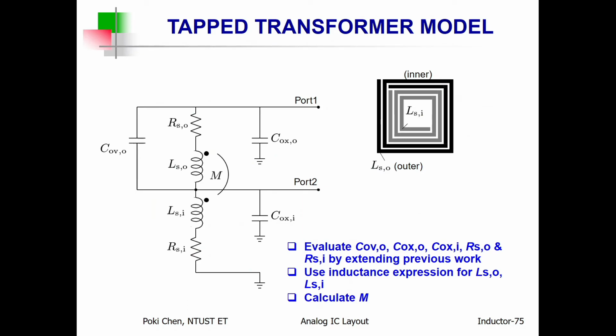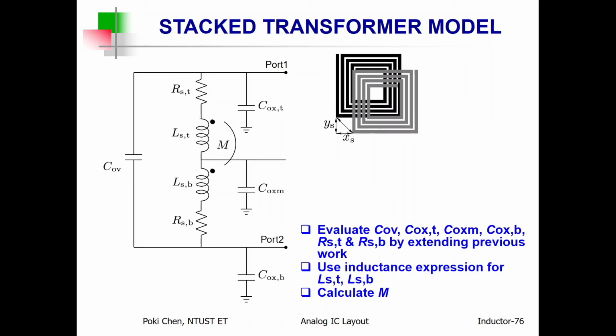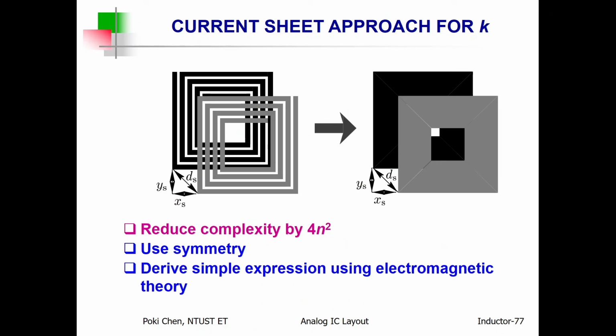Anyway, these are some models. Just have a look by yourself. Again, I am an IC designer instead of a device engineer. I pay no attention to this. If you are interested, please have a look at the paper by yourself. This is the model for the tapered transformer, and this is for the stacked one with some diagonal displacement. For the authors, to have such an analysis is really complicated.